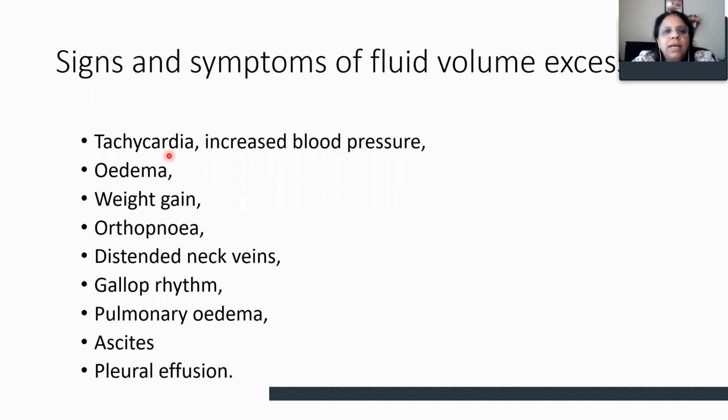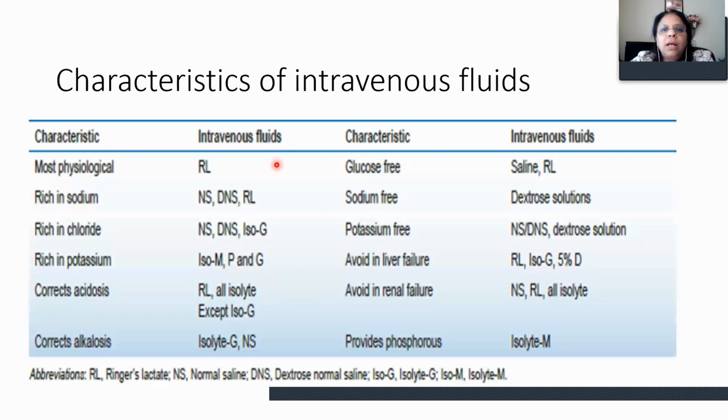So what are the signs? Tachycardia, increased blood pressure. Even though I wrote it, it is not much, because if they go into failure, none of these are there. And edema, weight gain, orthopnea, distended neck veins, gallop rhythm, that is because they are going into heart failure. Pulmonary edema mainly, ascites, pleural effusion, these are all not much. So I would say these three are the main things. Others are a bit chronic ones, being given fluids, right?